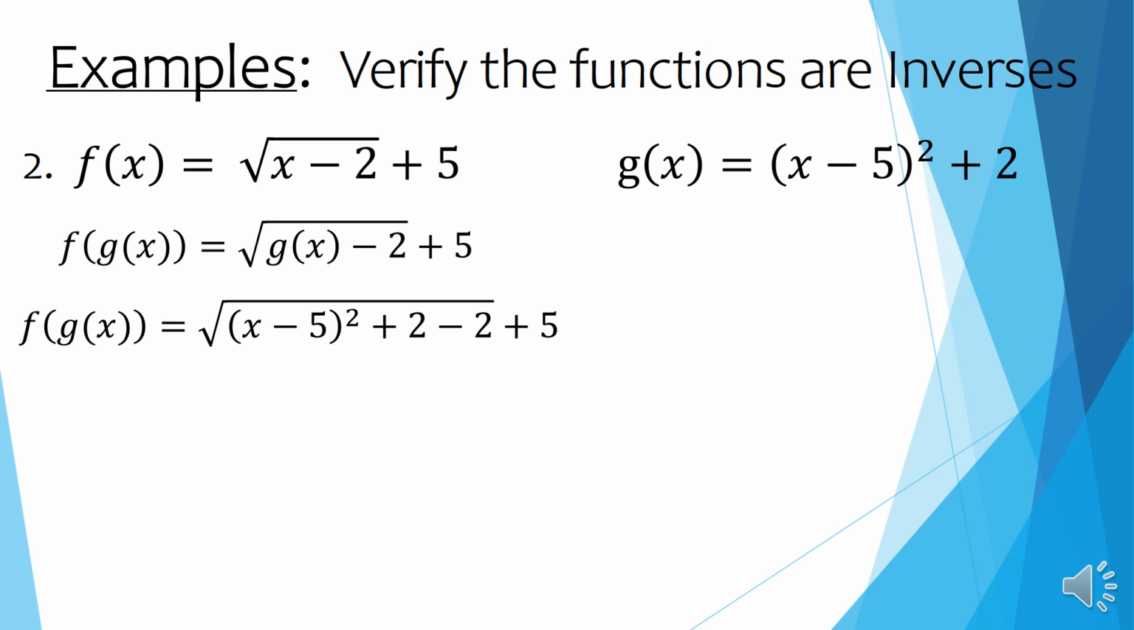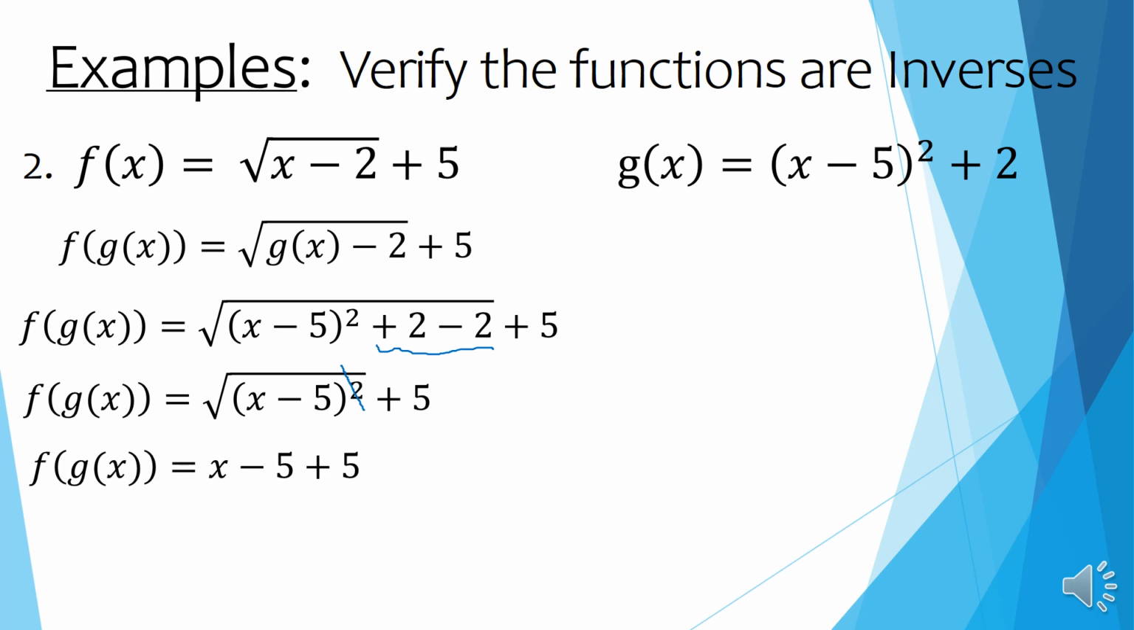All right, we're going to clean up the stuff inside the radical. Plus 2 minus 2 undoes itself. So now we have the square root of the quantity of x minus 5 squared, and then plus 5. Hey, we've seen this a couple times already. The square root and the second power undo each other, leaving us with x minus 5 plus the other 5.